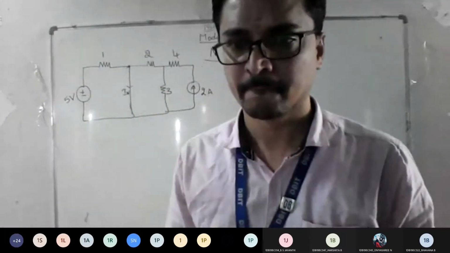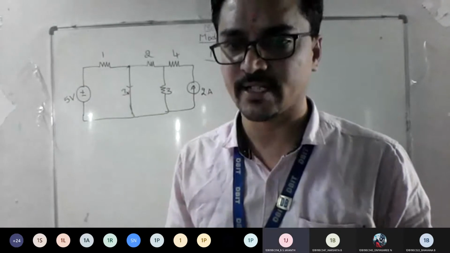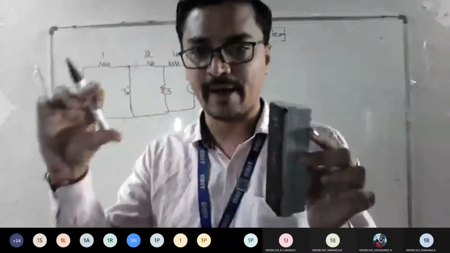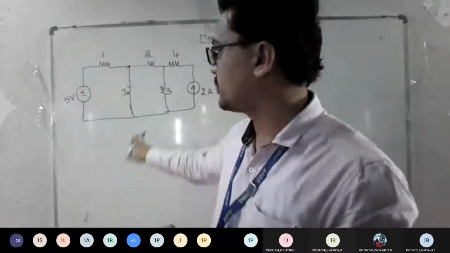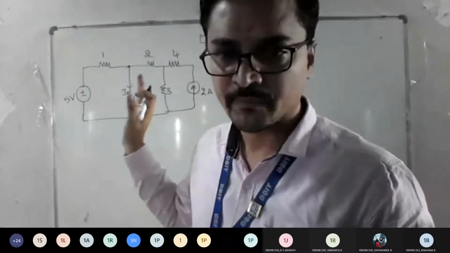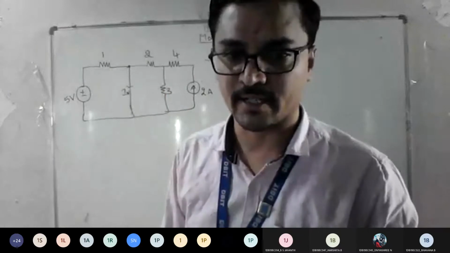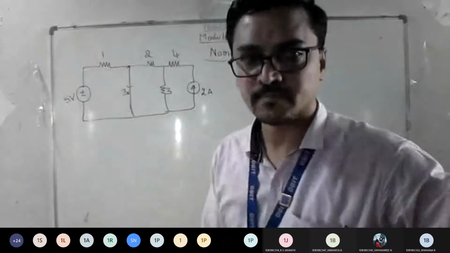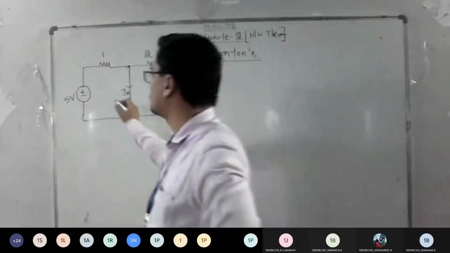See, ultimate goal, I need to find Norton's equivalent circuit, which involves a Norton source of current parallel to that R equivalent. That is the ultimate goal. So the procedure says whenever you find the load, remove the load, perform short circuit, and that current you call it as Norton current. So how many meshes you have now? Three meshes.